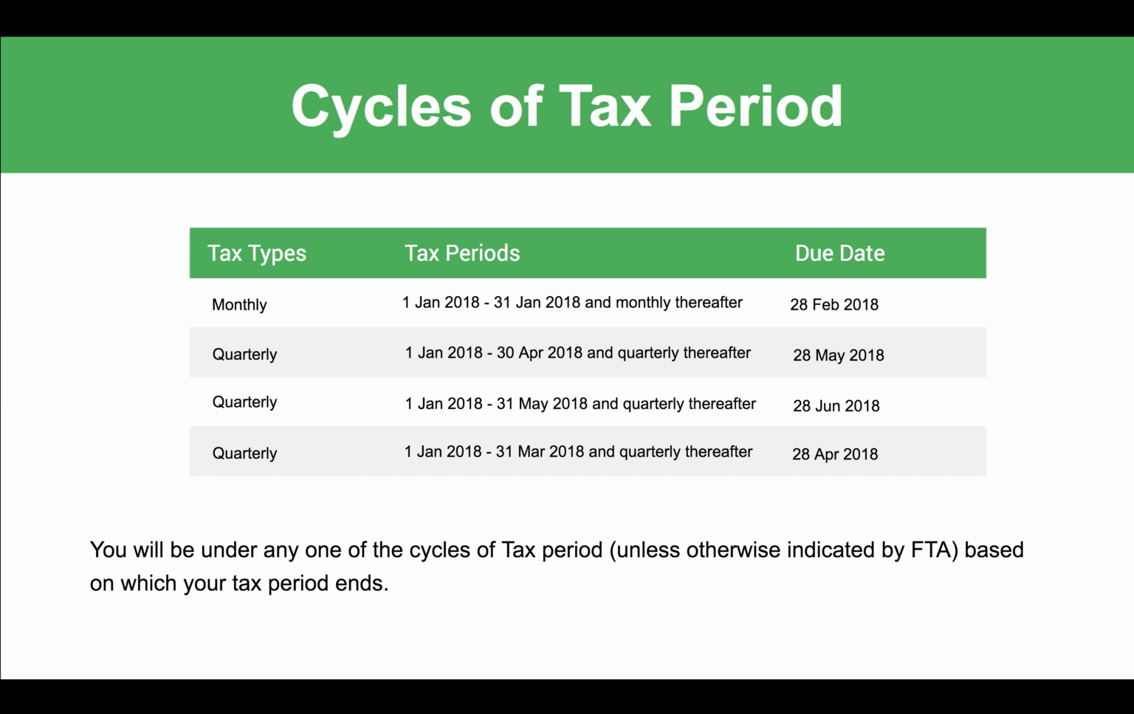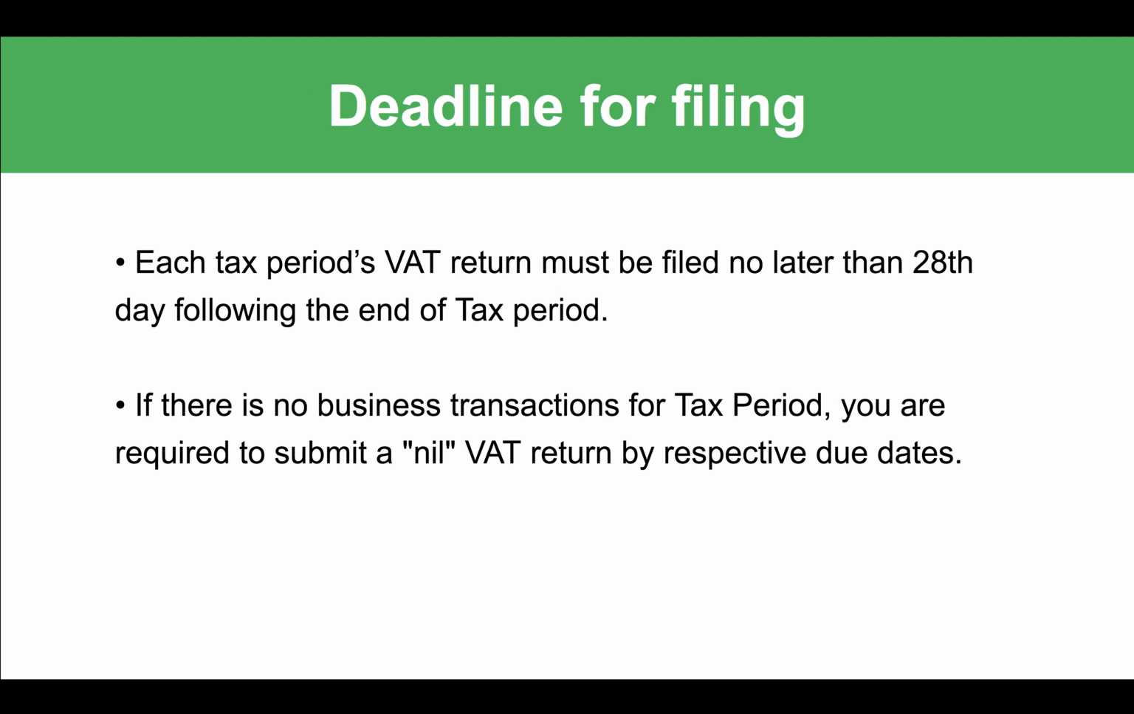If you are registered under the tax period of Jan 1st, 2018 to May 31st, 2018, the due date would be 28 June 2018 and the next tax period would be quarterly thereafter. If you are registered on the tax period of Jan 1st, 2018 to March 31st, 2018, the due date would be 28 April 2018 and the next tax period would be quarterly thereafter. You'll be under any one of the cycles of tax period based on which your tax period ends.